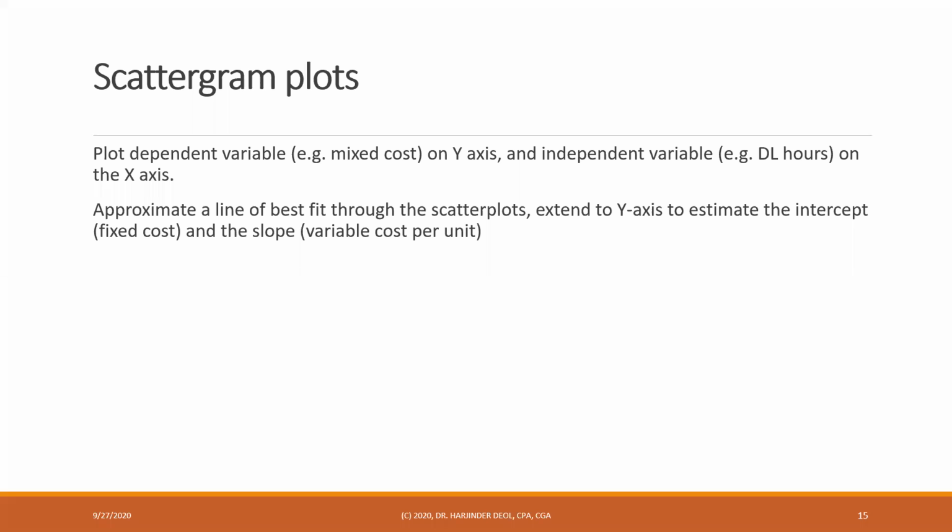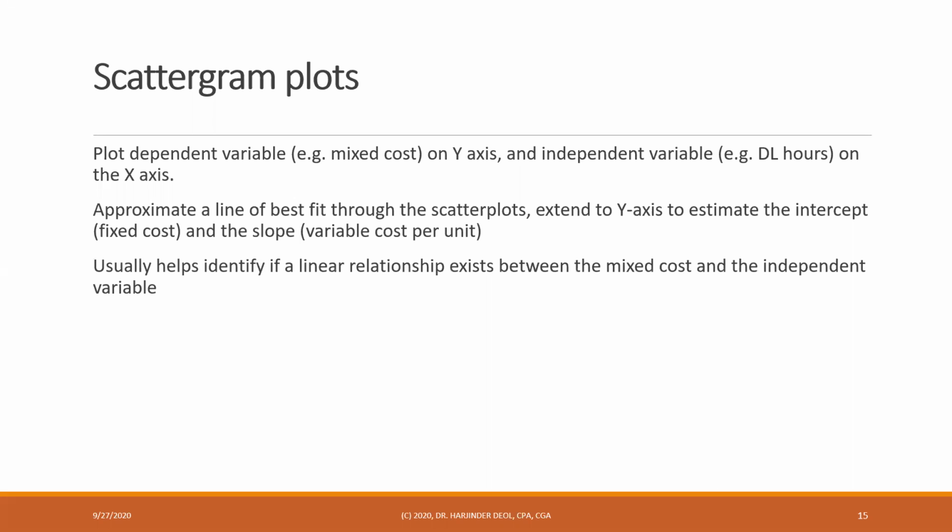Then we approximate a line of best fit through the scatter plots and extend it to the y-axis to estimate the intercept, which is your fixed cost, and the slope, which is your variable cost per unit. This method usually helps identify if a linear relationship exists between the mixed cost and the independent variable. We will look at an example of scattergram plots in class.